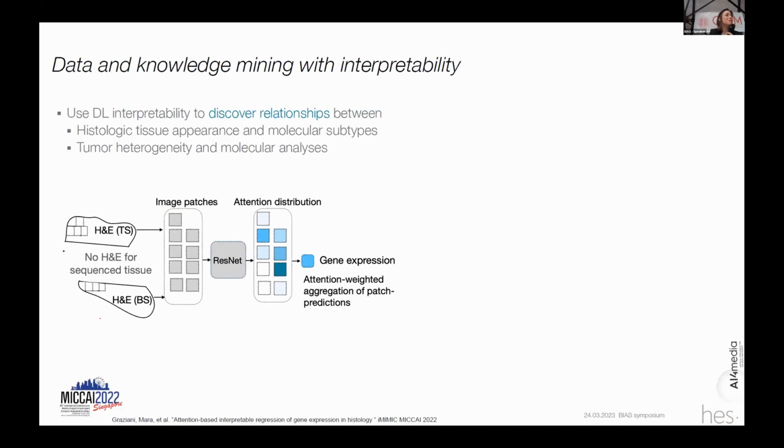Finally, and I think I'm over time, it's data knowledge and mining. So using interpretability to discover relationships that we are not really familiar with yet. We don't know enough about them. And one of them is, for example, can we actually correlate molecular subtypes? So if we look at the biological information from a patient, that is gene expression, can we actually correlate that with histologic tissue appearance? That is something that is much cheaper to obtain and is much more available than what we have now for patients.